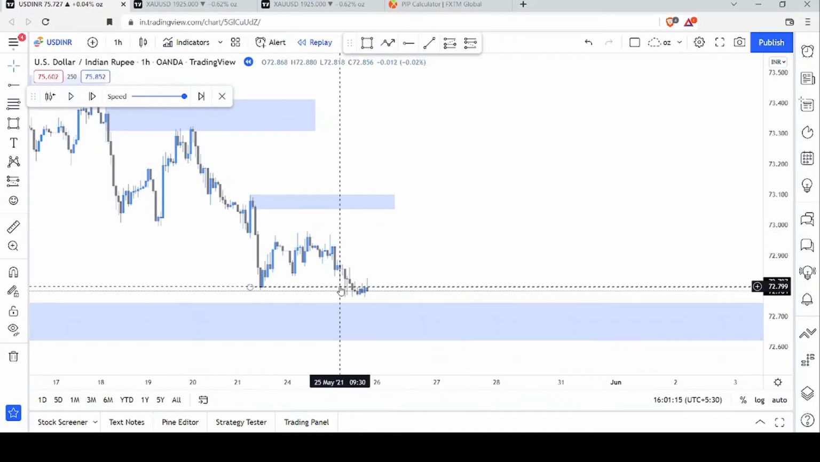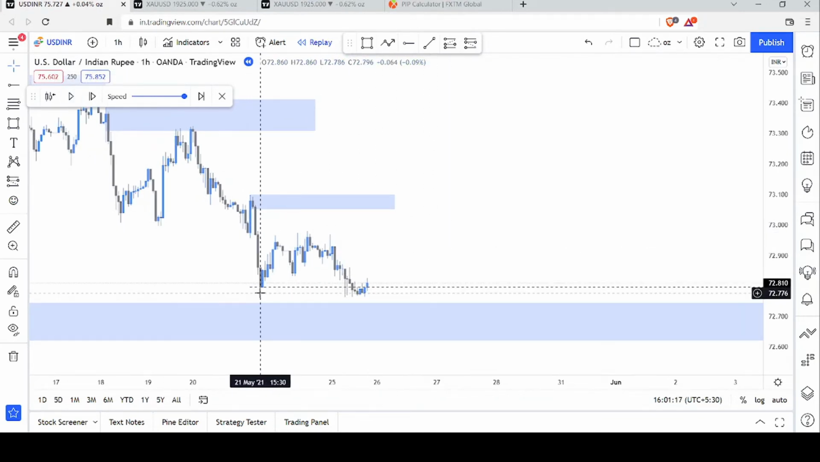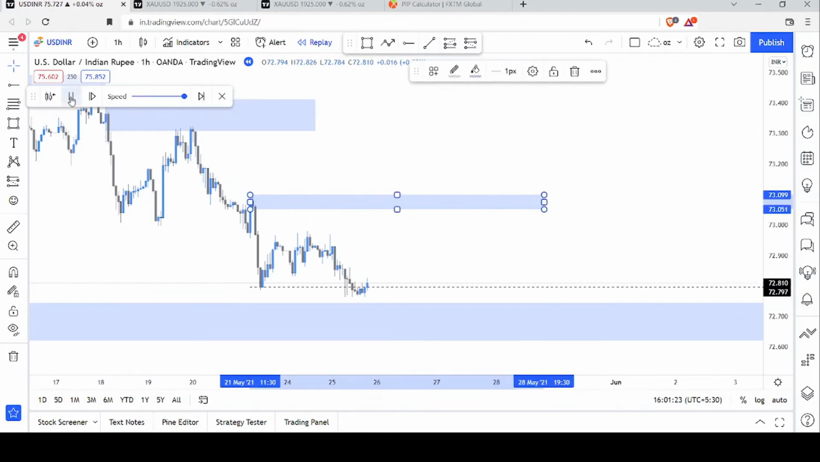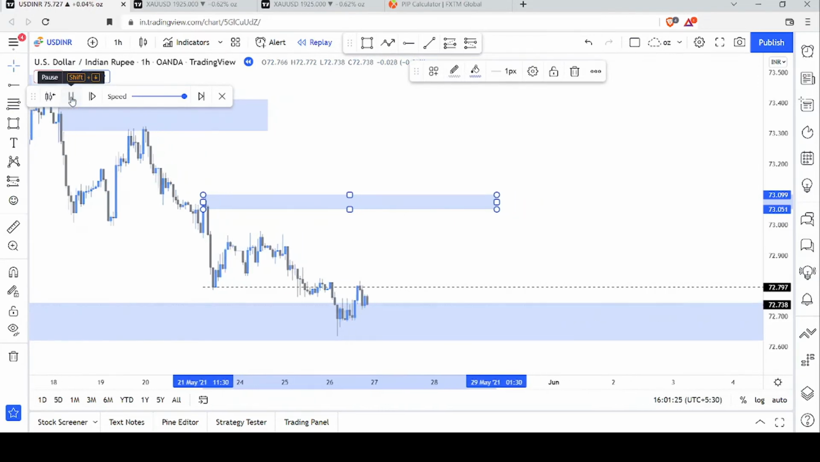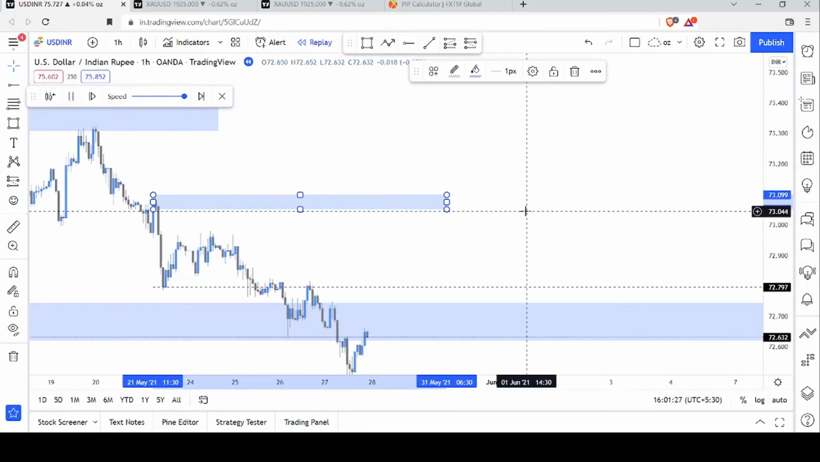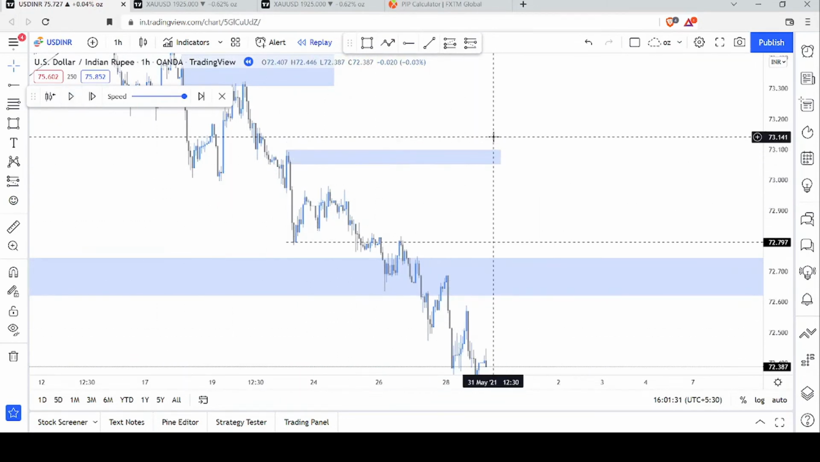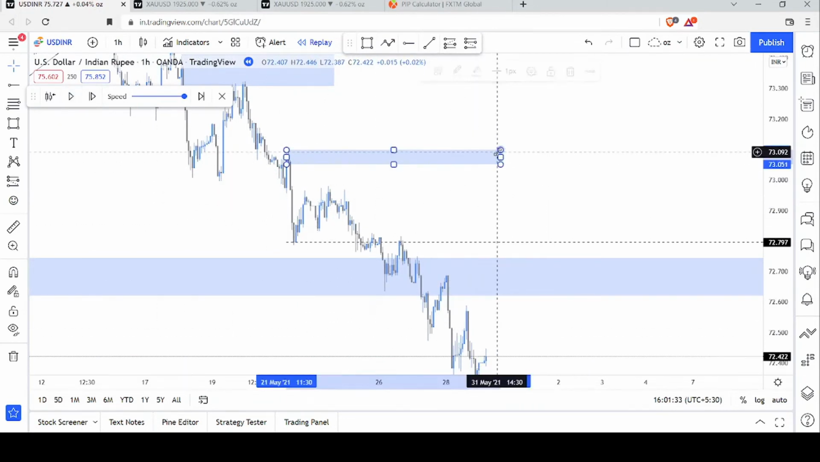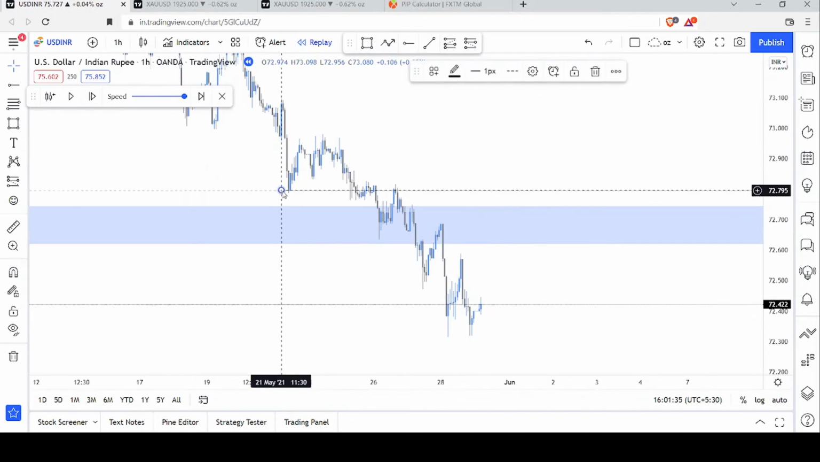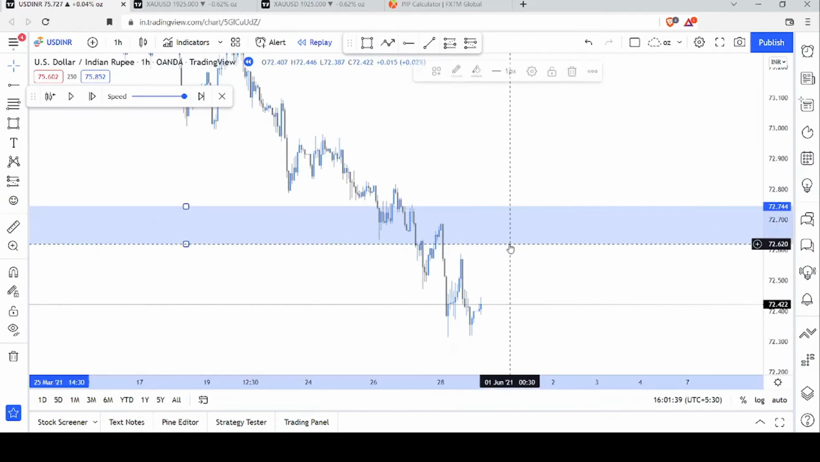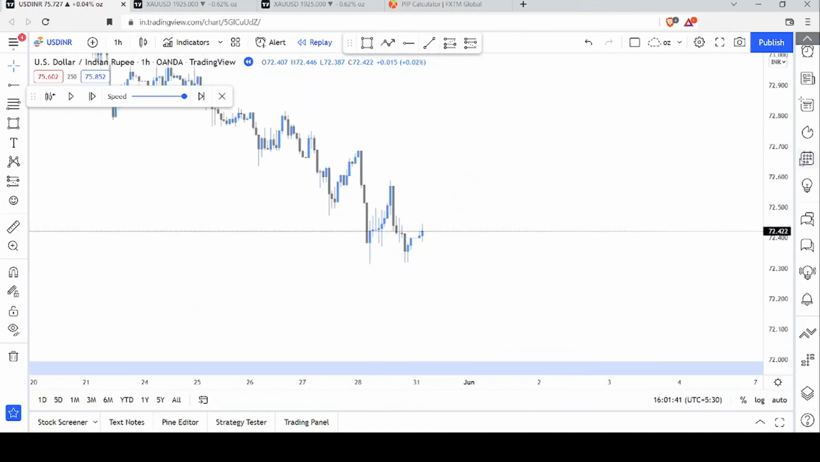Now this low is broken, right? This is broken. However, we can still use this zone. Let's see. With this move, this is no more important to us. This zone is no more important. We do not need to wait for price to play out. So this zone is broken, no more important to us, right?